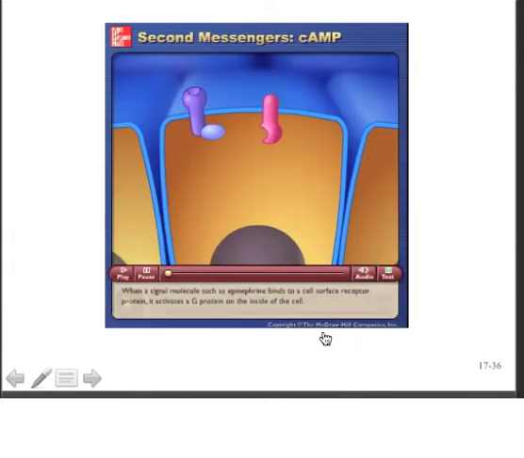Let's take a look at how cyclic AMP acts as a second messenger in these receptor systems where hormone binds ligand, and we have a conformational change that results in the activation of adenylate cyclase. This is again a G protein modulated system.